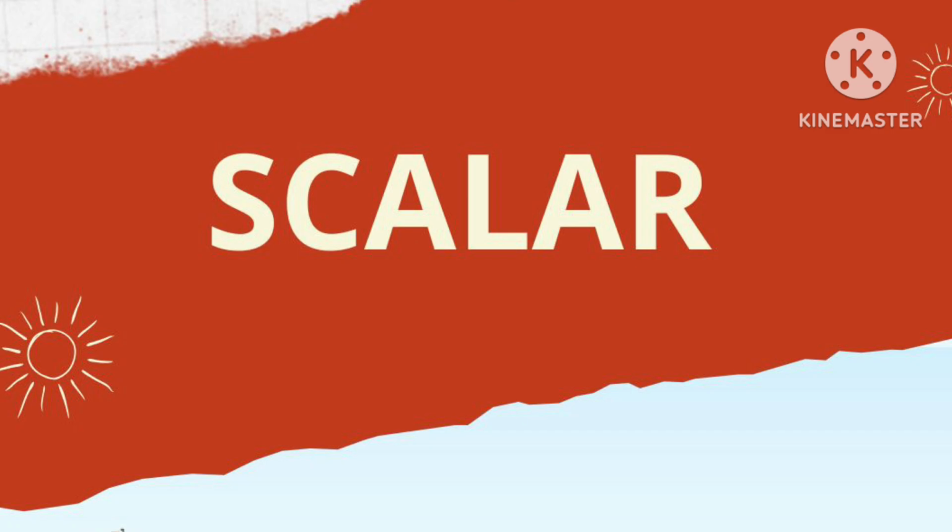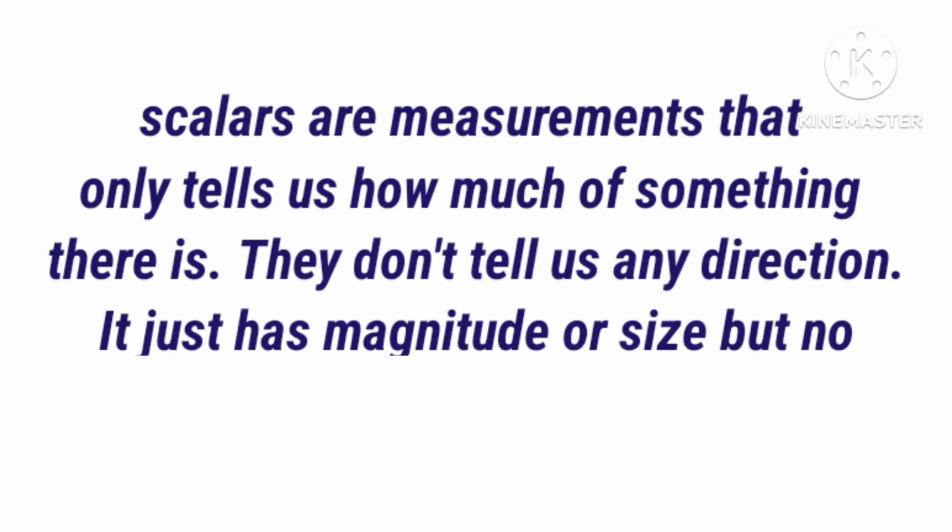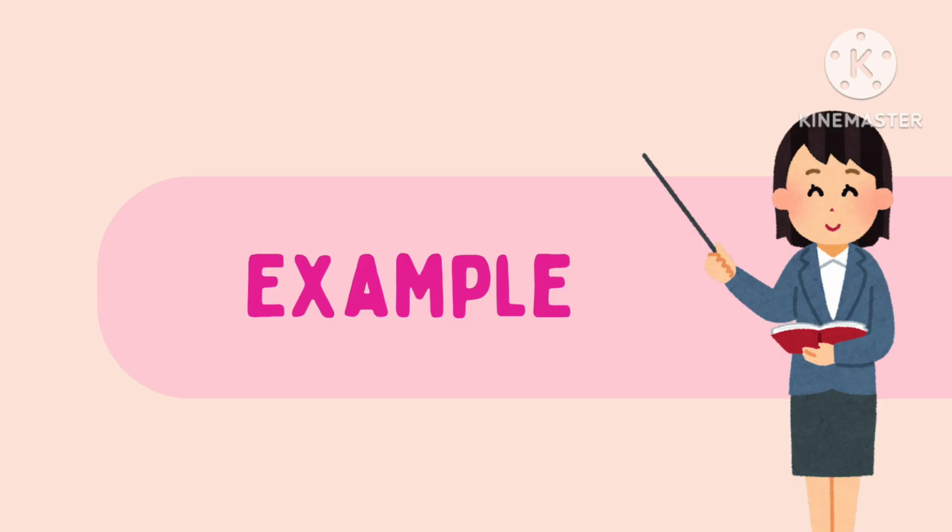First, let's talk about scalars. Scalars are measurements that only tell us how much of something there is. They don't tell us any direction. It just has magnitude or size, but no direction. Let me explain with examples.